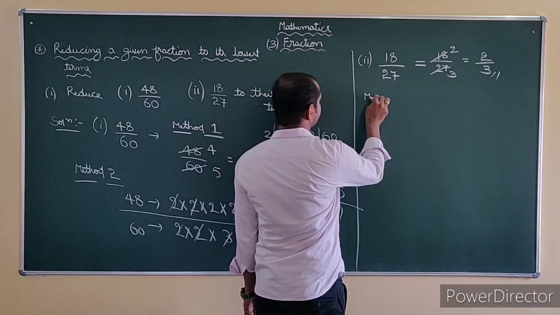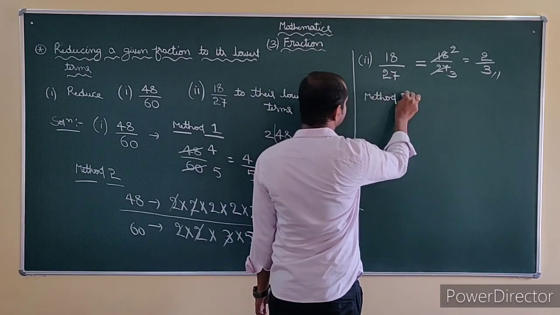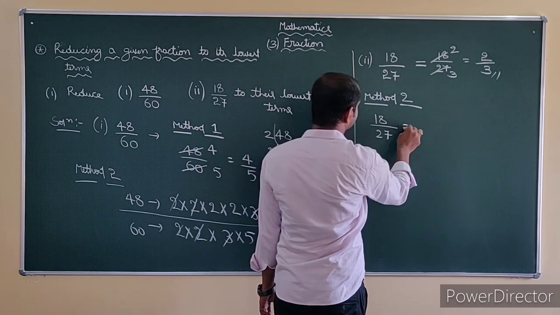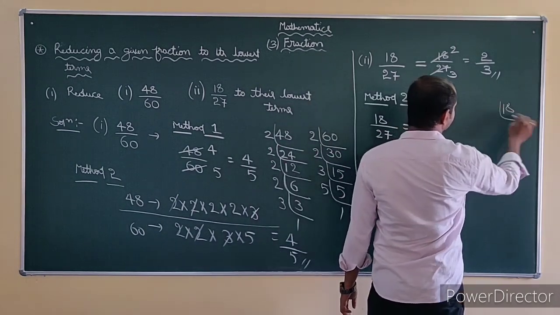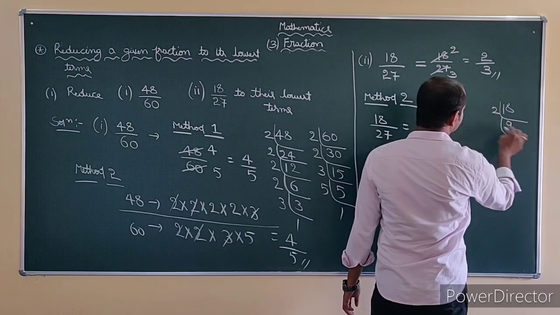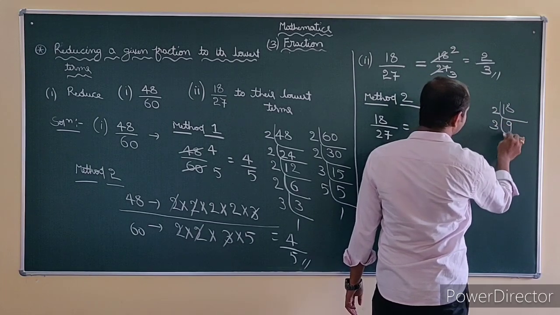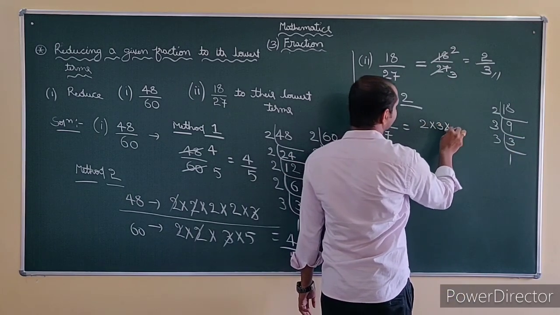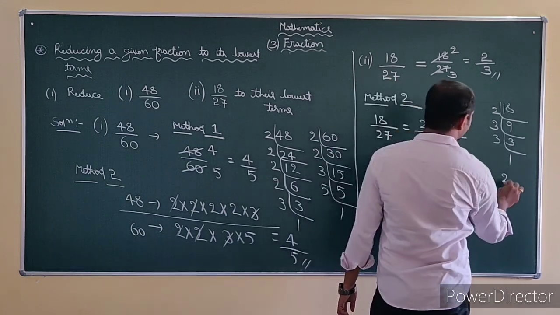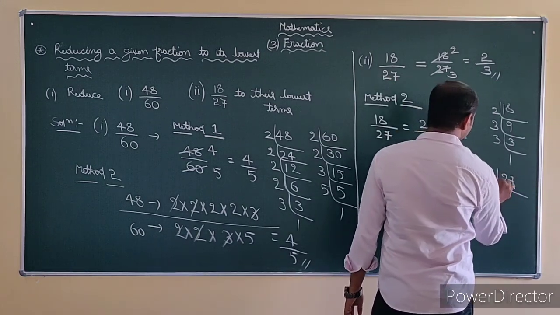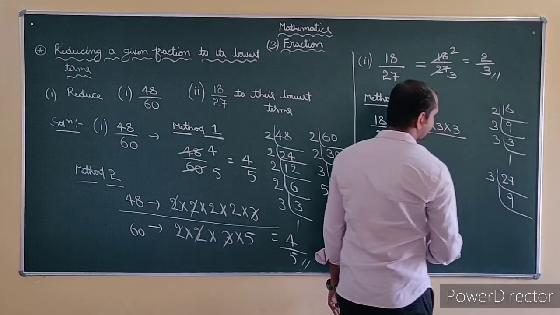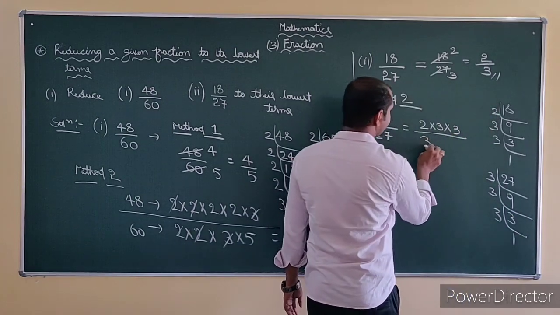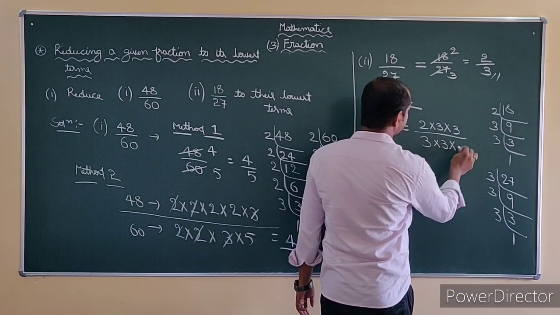So method 2, if we go, take factors of 18. 18 by 27. Write the factors. So for 18, 3 3s are 9, 2 9s are 18. So for 18 it is 2 into 3 into 3. Factors for 27: 3 9s are 27, 3 3s are 9. So it is 3 into 3 into 3.